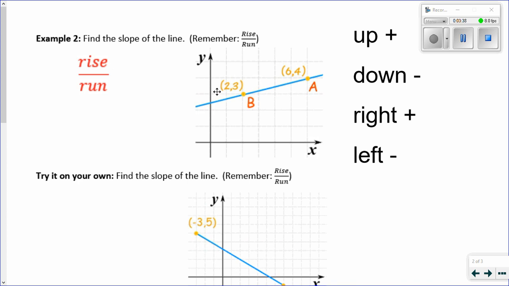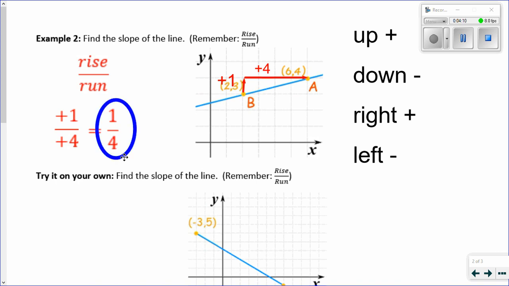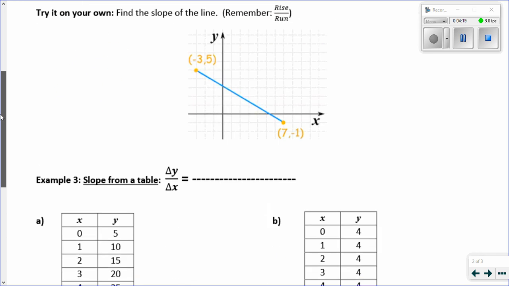Okay? So I started here at 2, 3. So that means I'm going to go up 1. So that creates a positive 1 for my rise. And then I went to the right, 1, 2, 3, 4. So I had a plus 4 for my run. So to write this out, I put it in a fraction, rise over run, so positive 1 divided by positive 4. That equals just 1/4. So 1/4 is my slope. It's a positive number, which I know is correct because this has a positive slope of a line. Okay, you guys are going to try this one on your own.